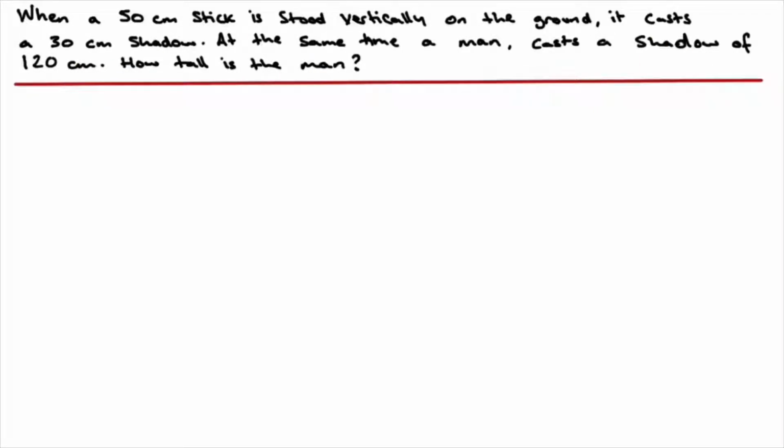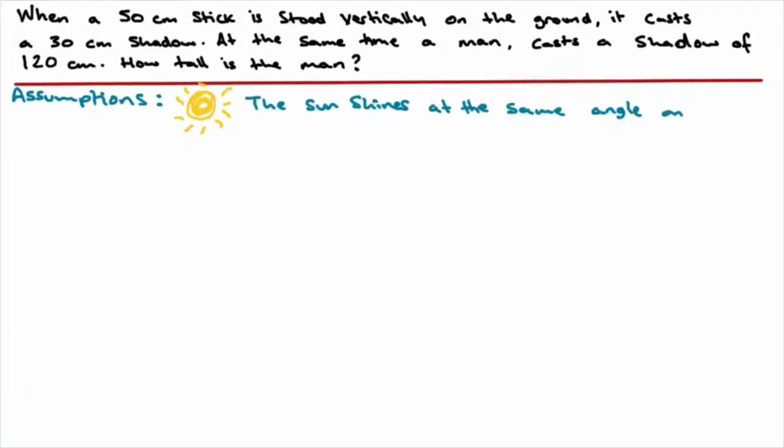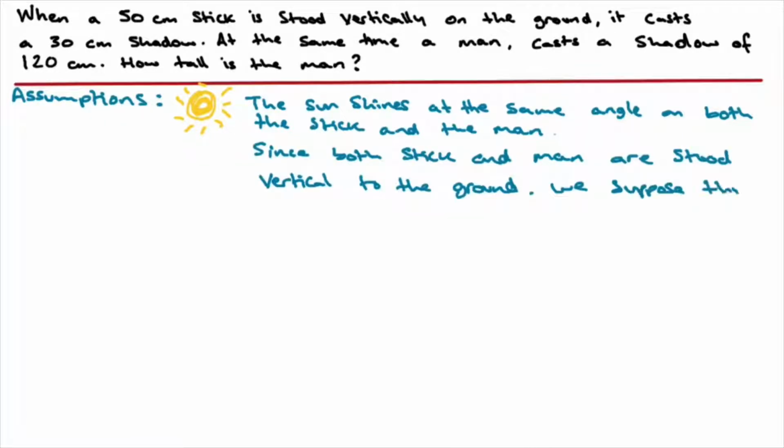Now there's a couple of assumptions that we need to make. The first assumption is that the sun shines at the same angle on both the stick and the man. And the second assumption, since both the stick and the man are stood vertically to the ground, we suppose this angle alpha is to the horizontal.